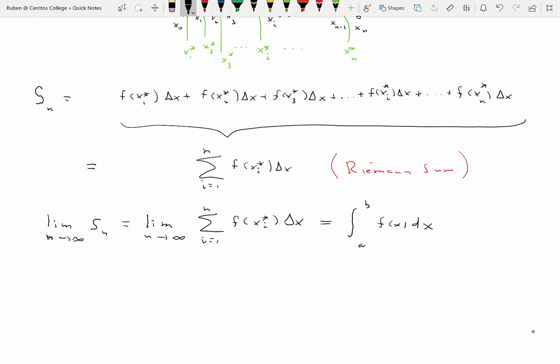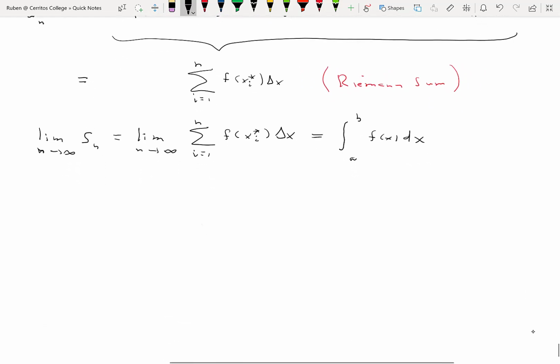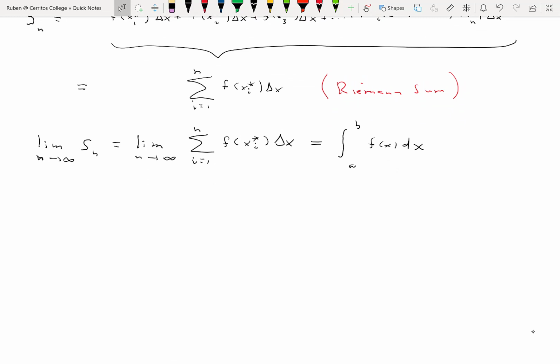Okay, so what does this have to do with us? Well, not only does it have to do with us, it has to do with you as a science major. If you plan to follow through with your major and get a science degree, and I hope that you do, you're going to be integrating. And how you're going to be integrating is this. The definite integral from a to b of f of x dx is then approximately equal to the sum, i goes from 1 to n, of f of x sub i star delta x.